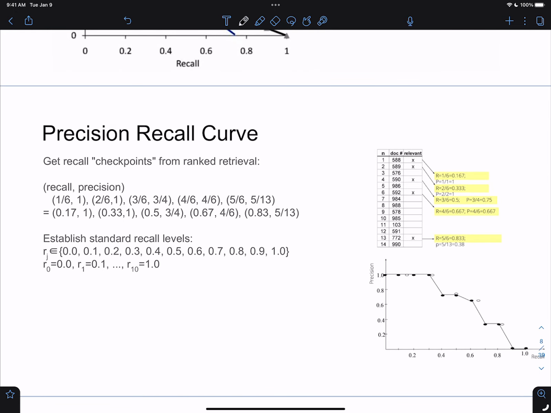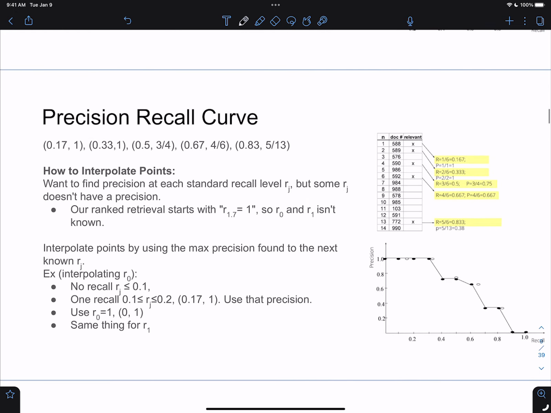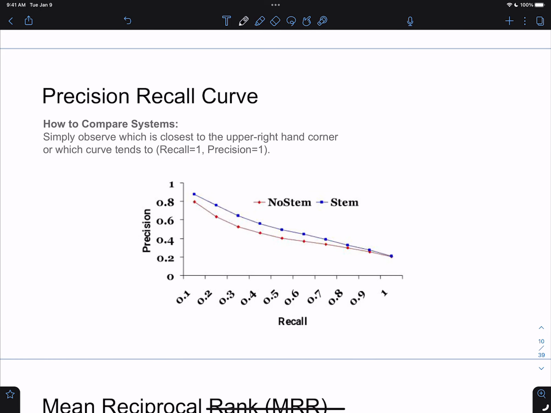We looked over different ways of doing this in class, so this is pretty straightforward. And then for the comparison of systems, we know that the top right corner is the gold standard. This is where you have perfect precision and perfect recall, and you can see in this other example that for a system that is not stemming and a system that is stemming in blue, we can determine that the system performing stemming performs much better as it's much closer to the top right corner.